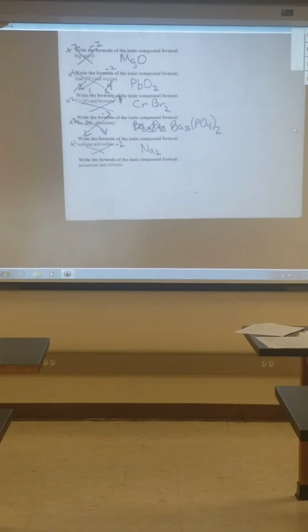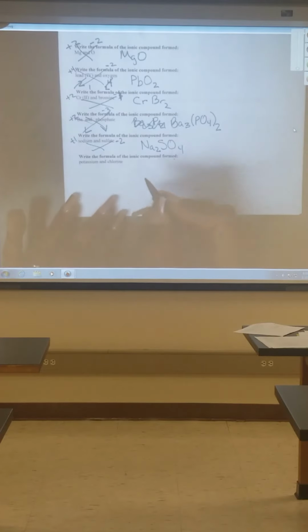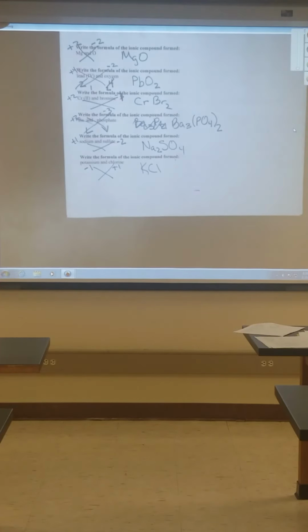Incorrect to not add them, okay? I know we've said that in our notes multiple times: SO4, no parentheses. Potassium is a +1 because it's a metal in group 1. Chlorine is a non-metal in group 17, that's a -1. Crisscross those. We don't ever put anything for the number 1, so KCl is how that's going to look.